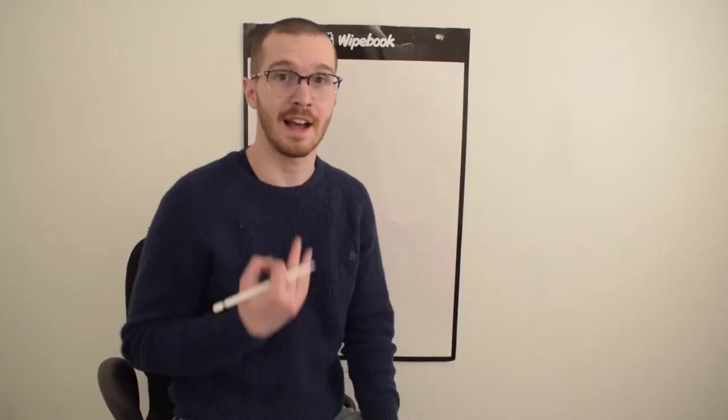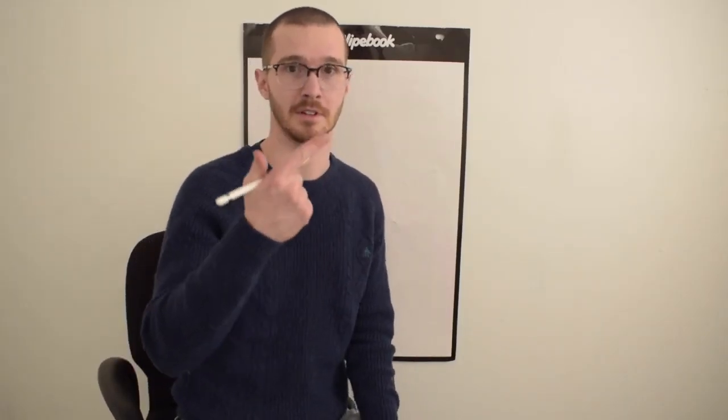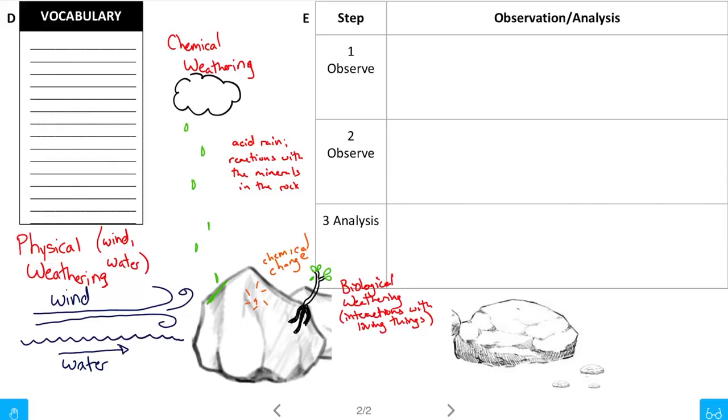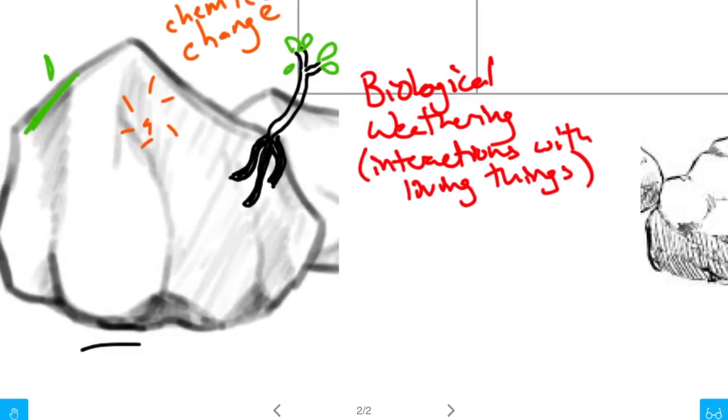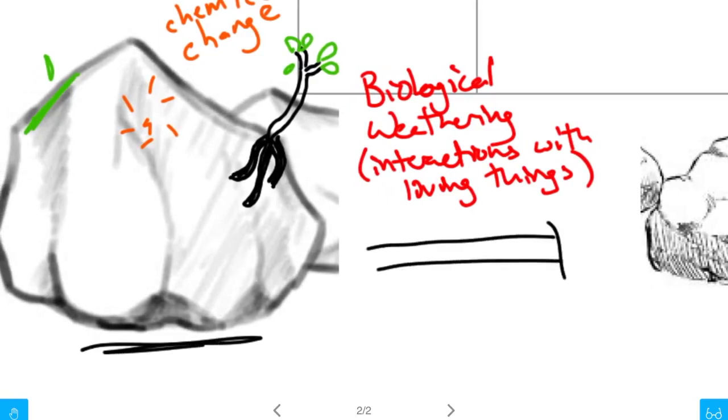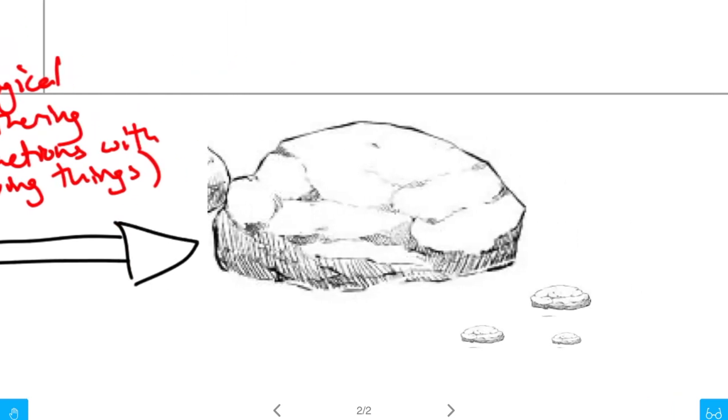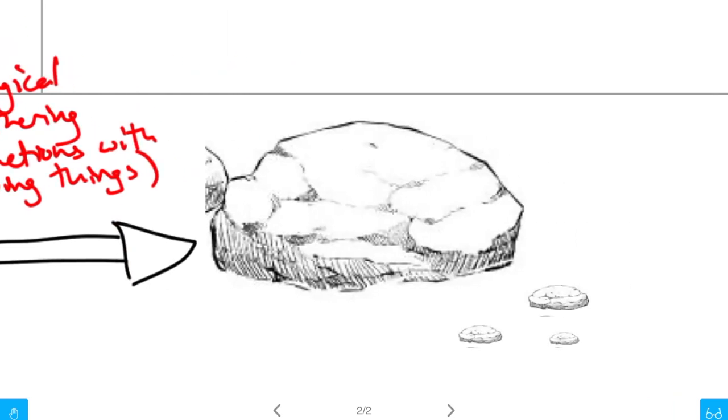So that's our three kinds of weathering: physical, chemical, and biological. So what do we end up with? Well, like we see here in this picture, we go from a rock that looks kind of pointy with straight edges, and it gives us this rock over here. See how we have these kind of smoother edges? We're starting to have little bits fall off.